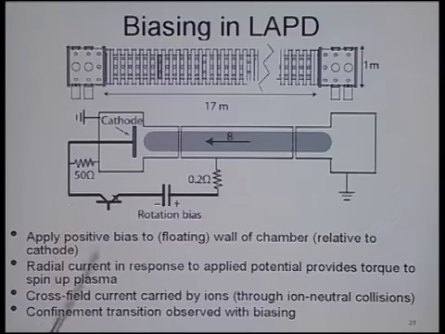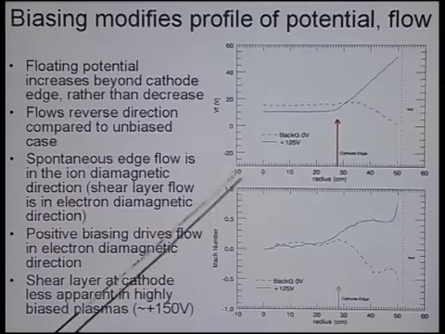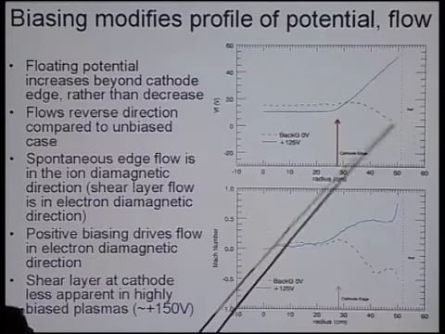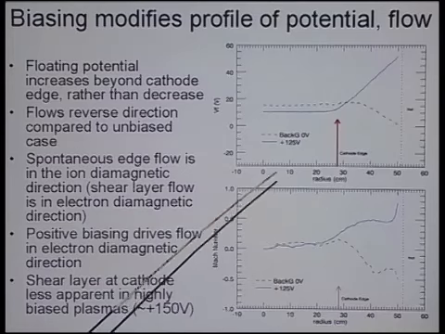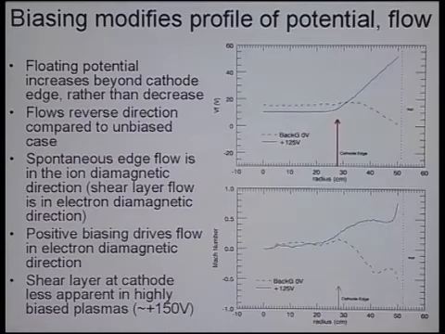An important observation that we see with the biasing, and I'll get to it, is that we do see a confinement transition, an H mode, in LAPD. So what does biasing do to the potential and flow? Well, it's a very clear effect. With the background, we saw that the potential tended to head towards zero as it approached the wall. When we positively bias, the potential just ramps up. It doesn't get to the voltage that we set it at, but it does increase fairly linearly towards that.